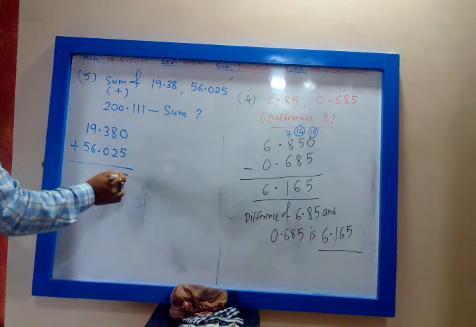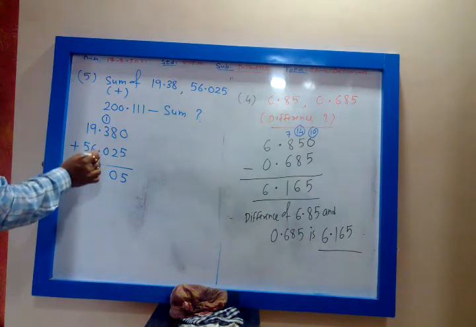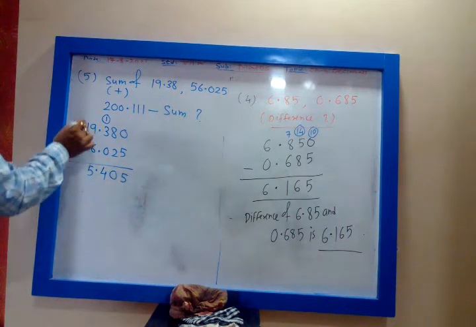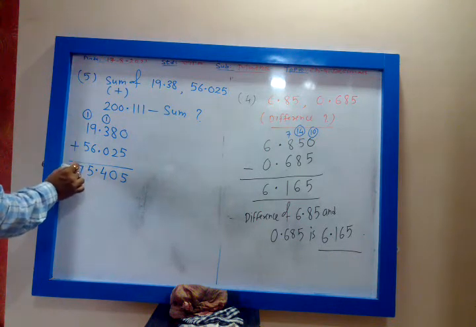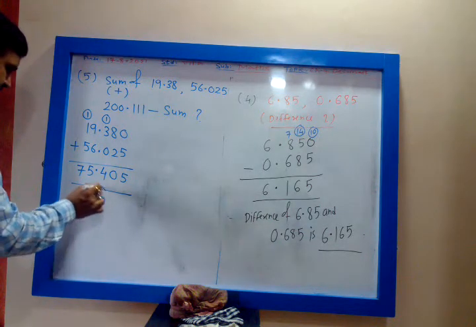0 plus 5, 5. 8 plus 2 is 10. 1 is carried. 1 plus 3 is 4. 9 plus 6 is 15. 1 is carried. 1 plus 1, 2. 75.405. This is the sum. This is my sum. Okay.